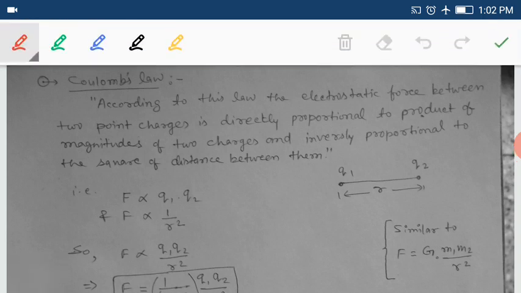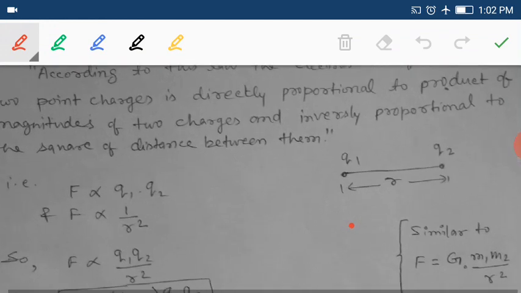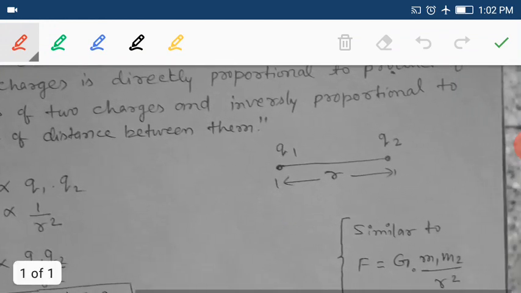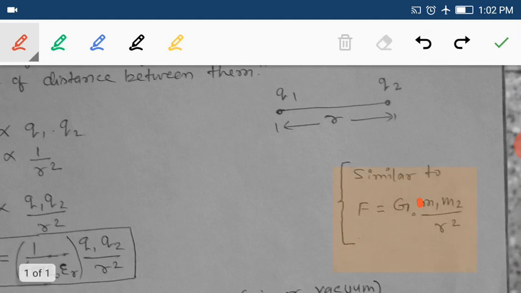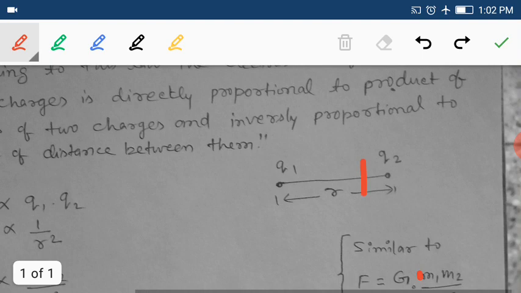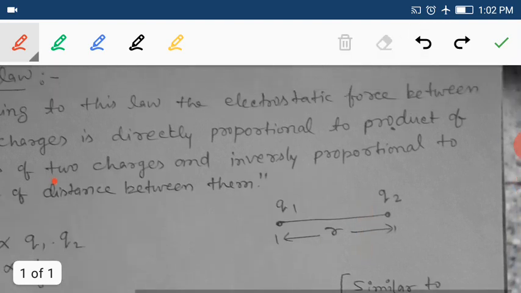It is simply similar to the universal law of gravitation, which I hope that you all have studied in class 11th. Definitely this is the law which is given in class 11th, that the force between two mass bodies is directly proportional to the product of their masses and inversely proportional to the square of distance. Similar to that, you come to this law. See here, this is the law.